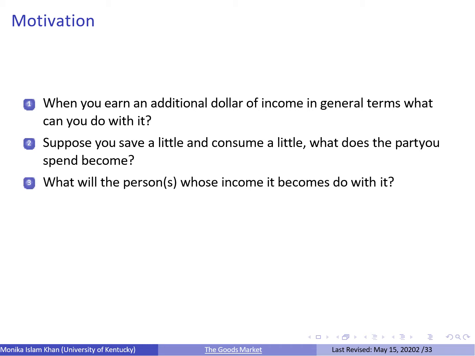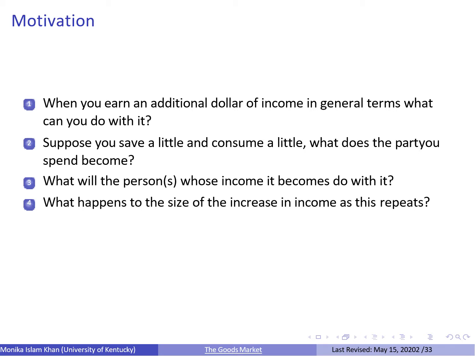What will the person whose income it becomes do with it? That person in turn will spend it on other goods and services. And this keeps repeating as money changes hands, thus amplifying the total size of that increase in income. This effect is called the multiplier effect.